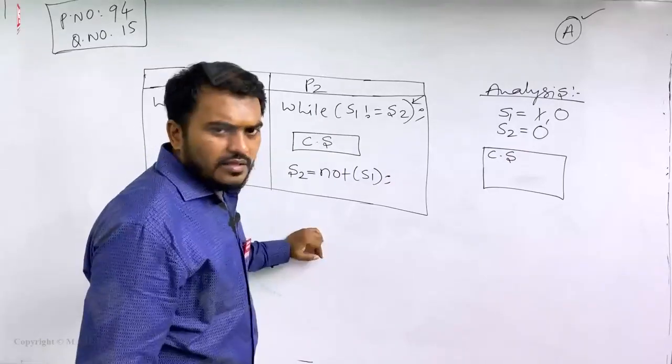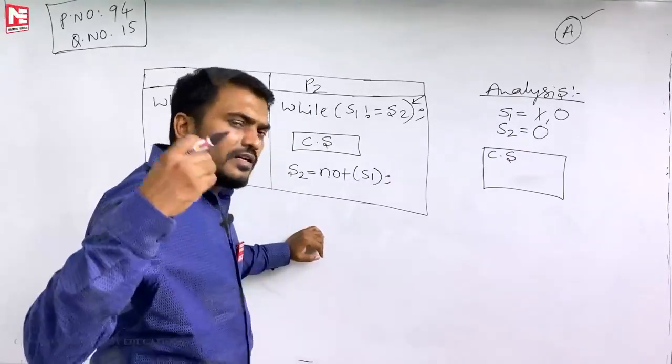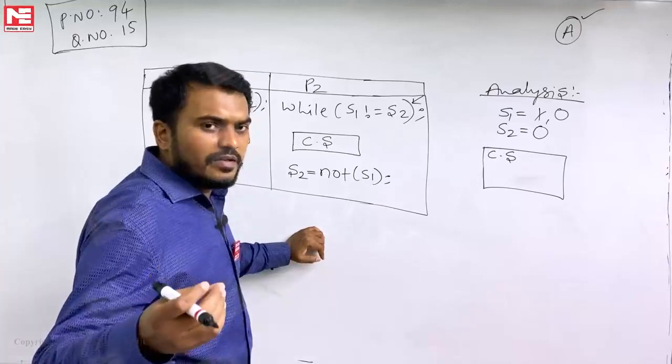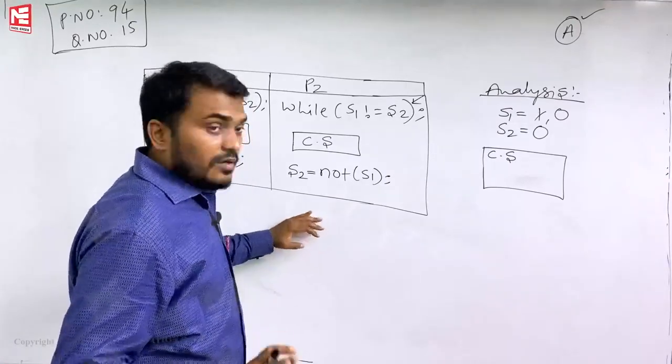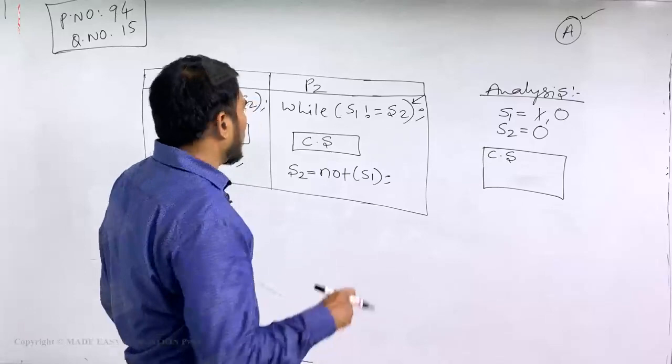Now P2 is trying to enter. See देखो, critical section खाली है तो कोई भी कभी भी आ सकता है, कितने बार भी आ सकता है, कितने बार भी जा सकता है. Okay, first that point you should remember. Next now P2 is coming here.